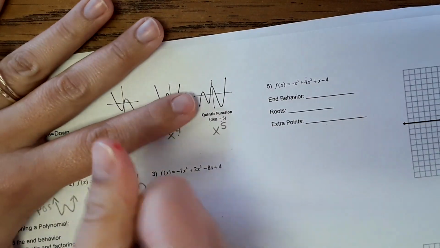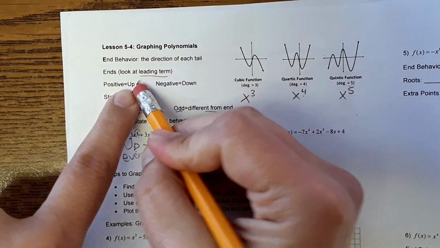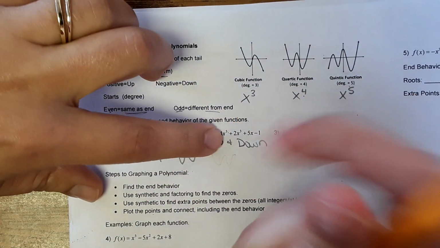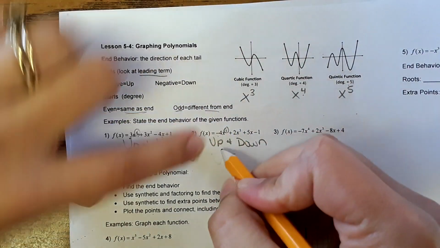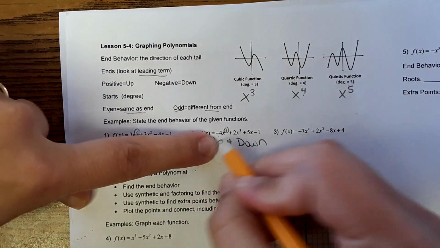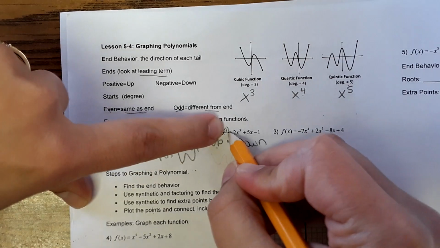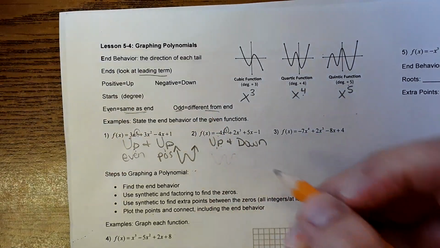In the directions, it's the same or different. So positive or negative is up or down. Positive's up, negative's down. Then when you look at this number, if it's even, it's the same. So if it was even, it would be the same as down. But since it's odd, it's different. So it's the opposite direction.